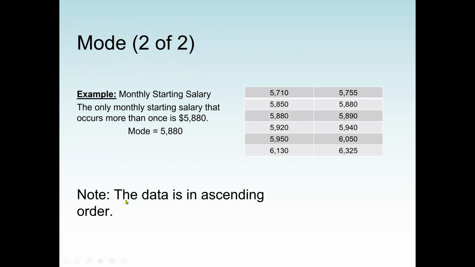So here we look at the values. To find the mode, we don't need to put the values in increasing order, but if you do, that will help us to see which ones are the same. So here we saw the monthly salaries, and we saw that 5,880 appears twice, and the rest appear only once. So our mode will be 5,880 because it appeared twice.